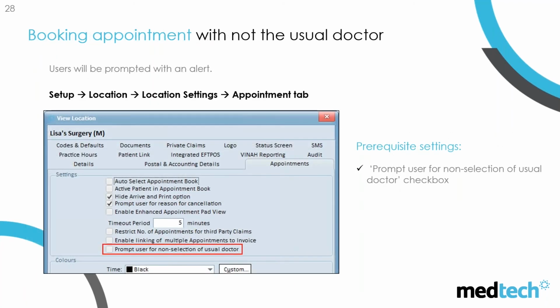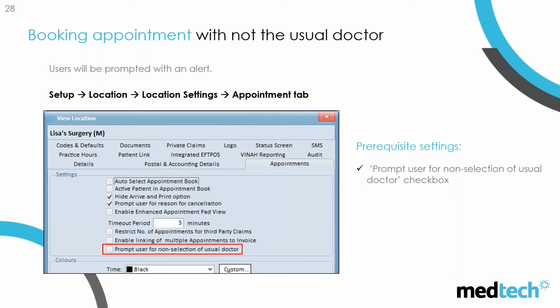So again, this whole content covers the majority of the admin function. Booking an appointment with a not-usual doctor. You can see there's a prompt there. On the bottom it says prompt user for non-selection of usual doctor. Basically, while booking an appointment for a patient with a doctor who is not the patient's usual doctor, users get an alert there in the view location prompt under the location settings.